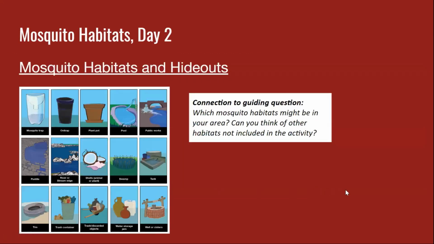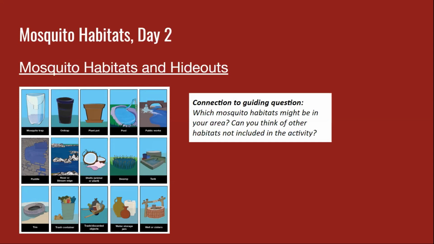Then on day 2, there is this mosquito habitats and hideouts game. There are actually a couple of different variations on this. There is a bingo version, and there are bingo cards linked in the guide. They're beautiful illustrations and all kinds of markers and everything you need to play bingo. But another version of the game is also to have them draw it out. So it's almost like a Pictionary version of the game as well.